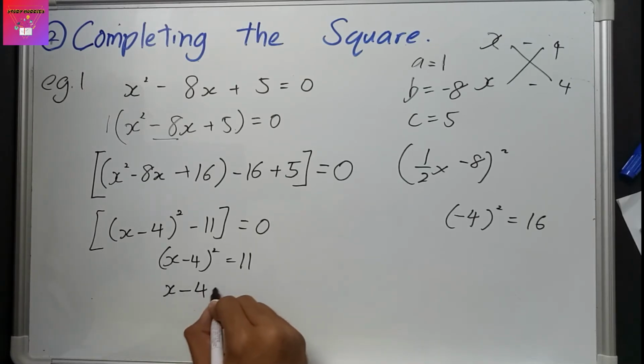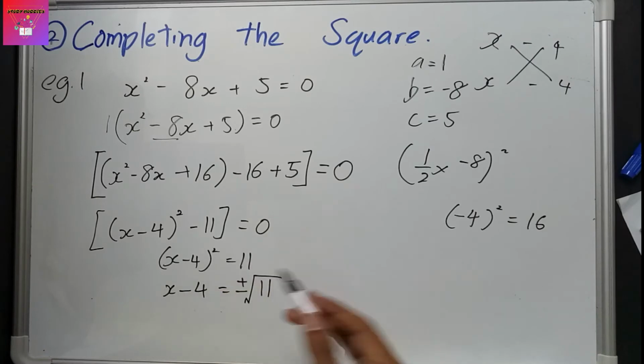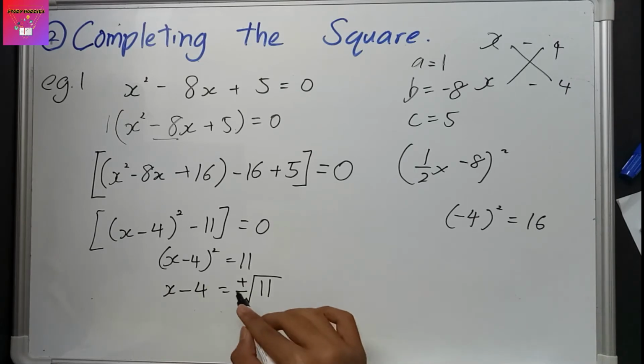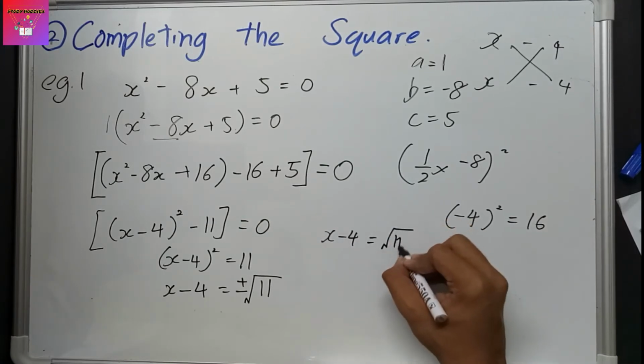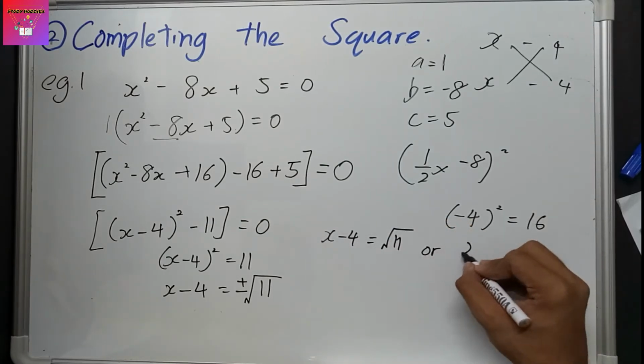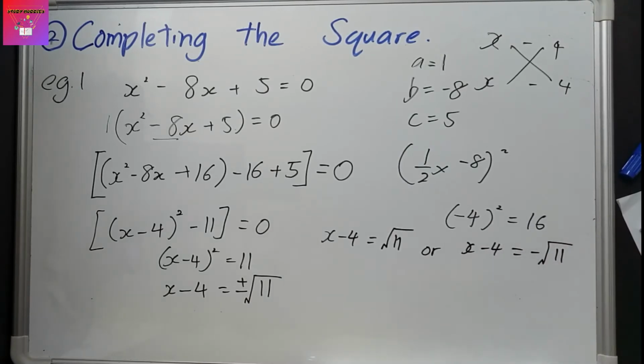X minus 4 is equal to plus minus square root 11. So whenever you bring a square to the other side of the equation, it's going to bring you a square root, and the square root can be positive or negative. So therefore you have to write both. And from this continues, x minus 4 equals to positive square root 11, or x minus 4 equals to negative square root 11.